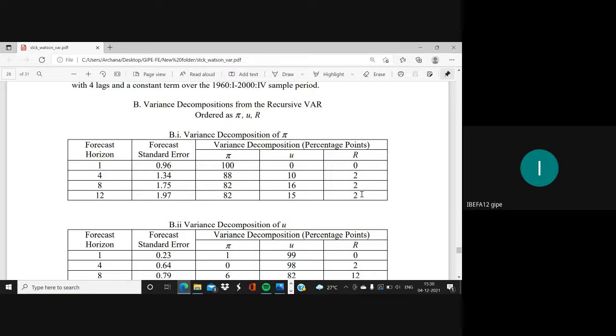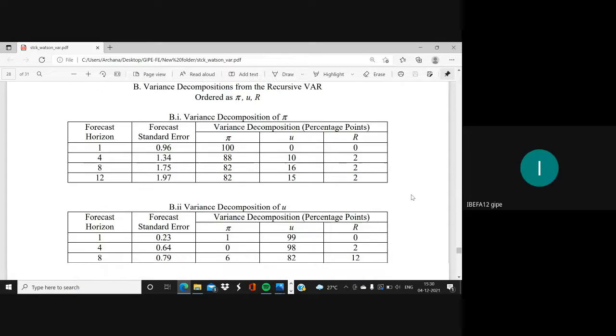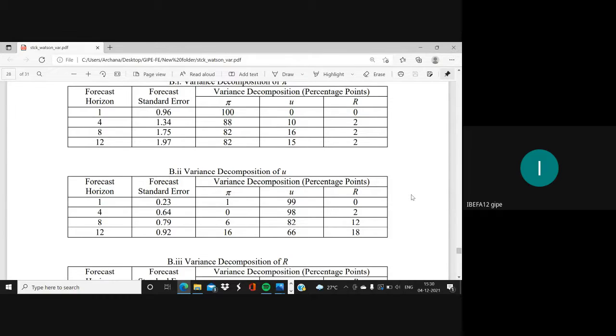Ma'am, basically that's why we are decomposing the variance, to verify our restrictions. Because in the first restriction, the contemporaneous effect of unemployment and interest rate was set to be zero. And the second restriction, the impact of unemployment and the interest rate was set to be zero on unemployment. So that's why we decompose the error variance. Yeah. Basically, whatever restrictions you impose, you'll see that getting reflected in the IRFs as well as the variance decomposition.